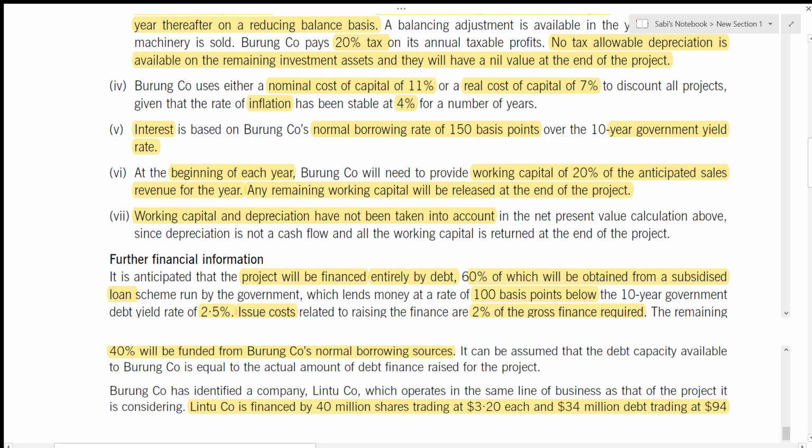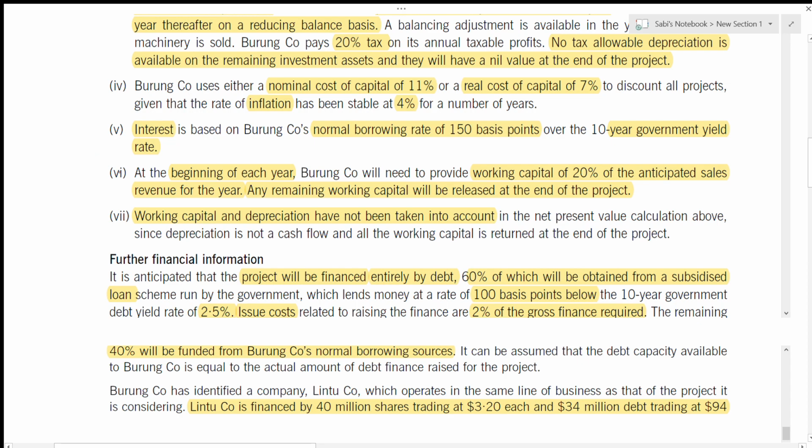Any remaining working capital will need to be released at the end of the year. Working capital part also you need to know. This working capital part also you will get in the question. Often you will get it, right? So you cannot miss this out. You have to know how to calculate the workings.